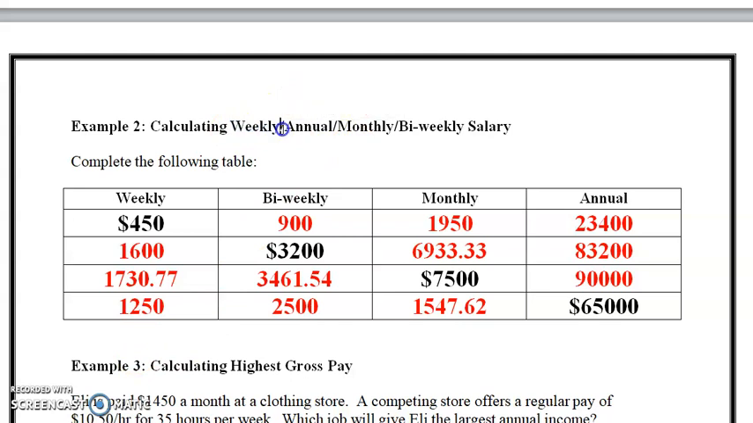Remember, weekly is 52, annual, monthly is 12 times a year, and biweekly is 26. Just got to remember those numbers there.